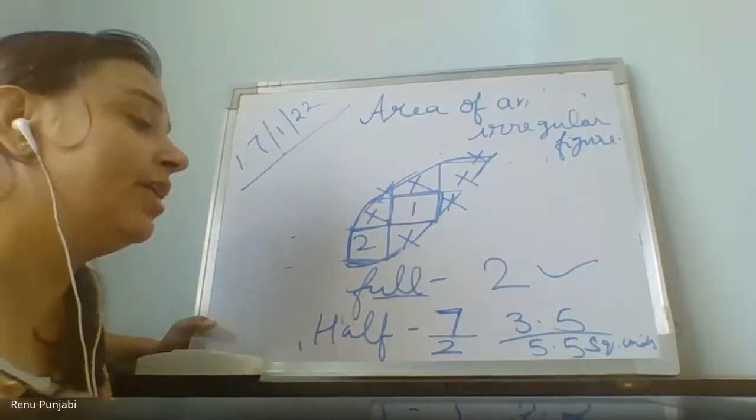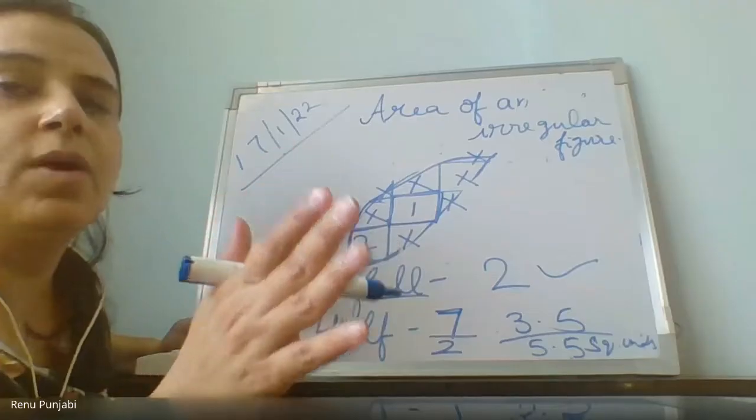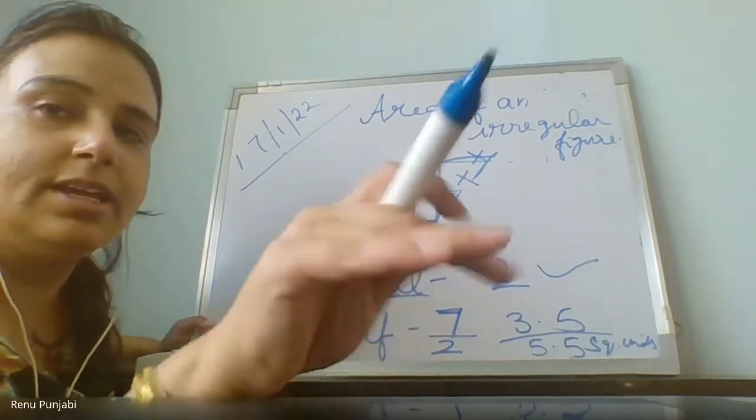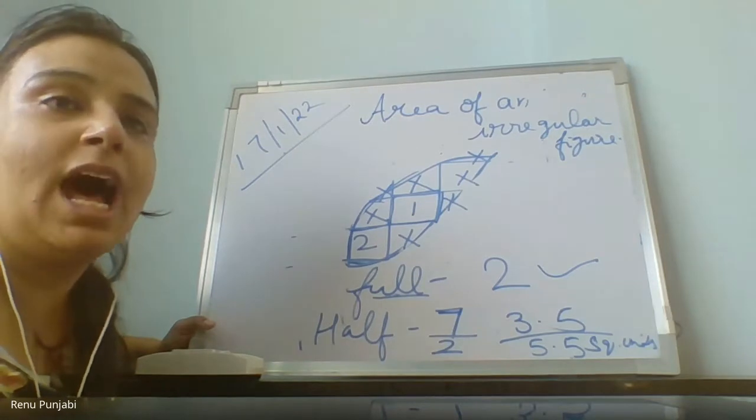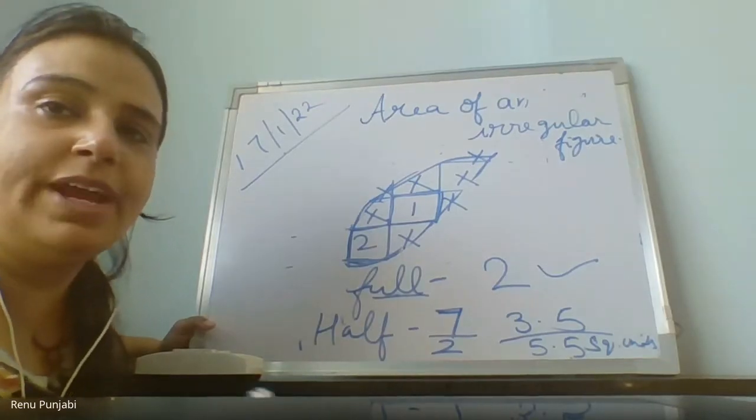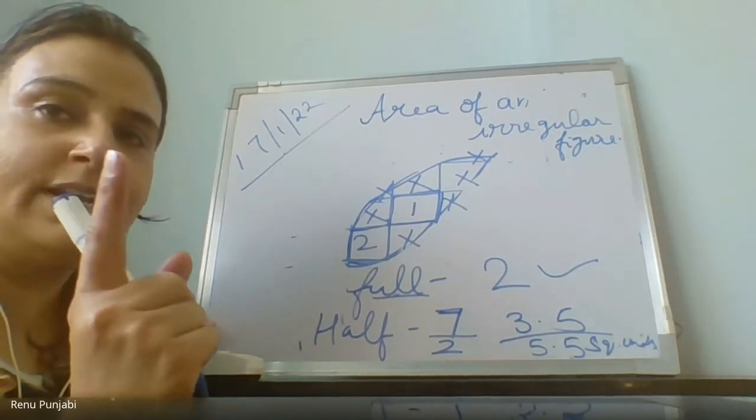Ma'am, you did 7 divided by 2 and the answer came 3.5. How did the 3.5 answer come? See, what is the half of 6? 3. And what is the half of 1? 0.5. So if I say, what will be the half of 9? 4.5. Why? Because half of 8 is 4 and half of 1 is 0.5.